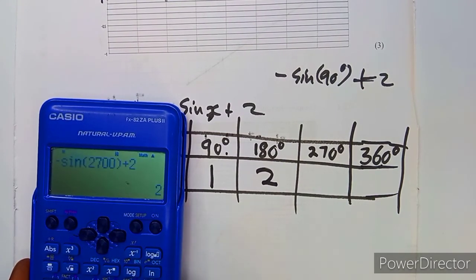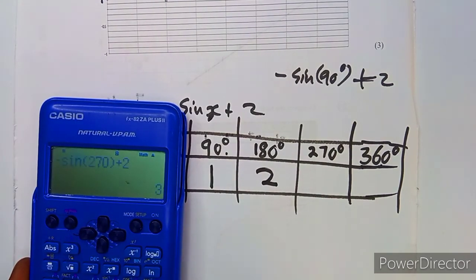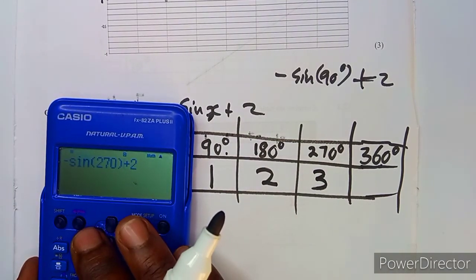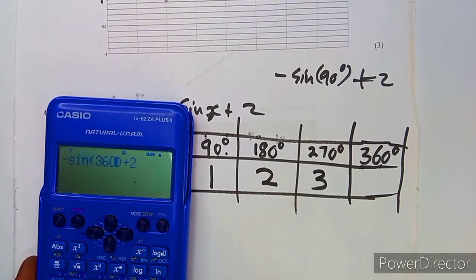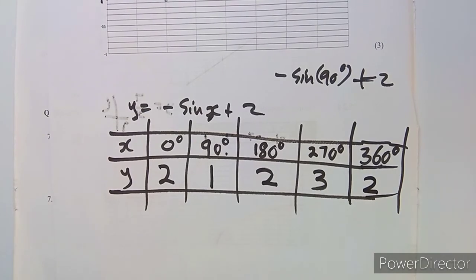270 there. You do the same. This is 270, not 2000. 270, you're going to obtain a 3. You move on to 360. 360, you obtain a 2 again. All right, so these are the values that you're going to obtain, guys.